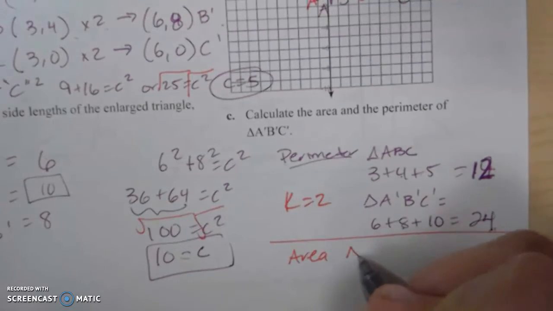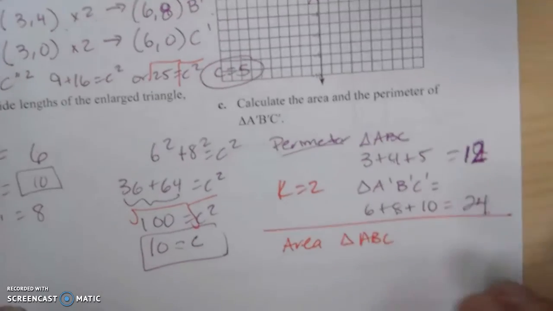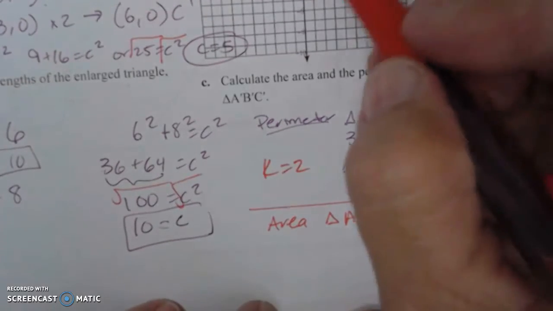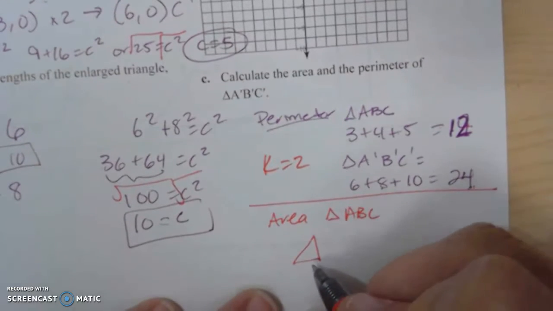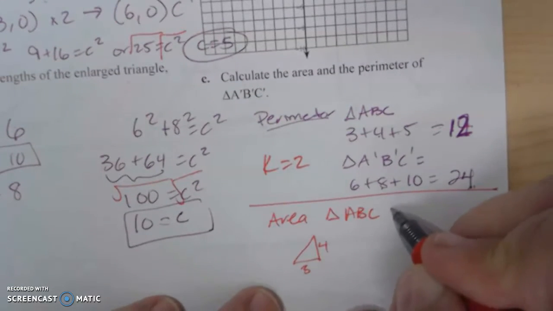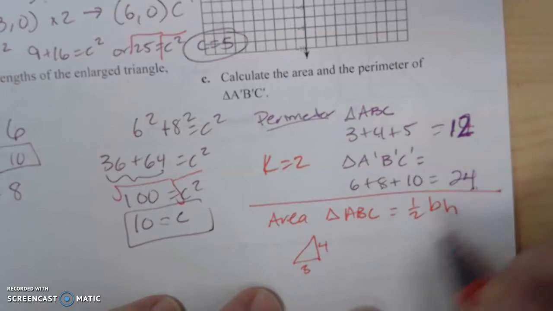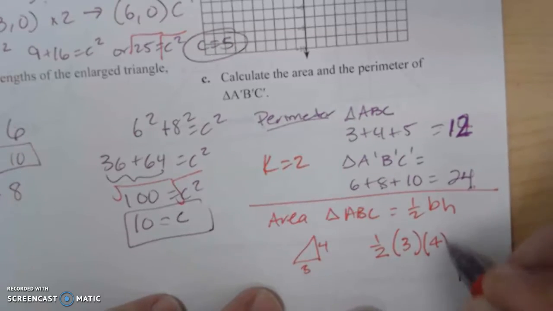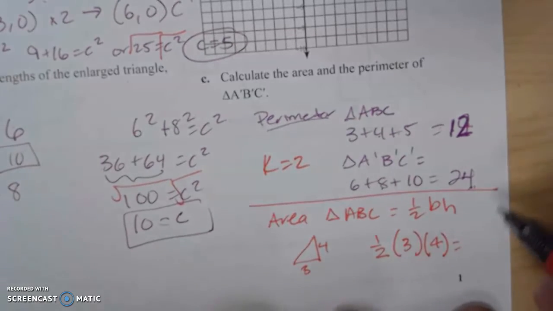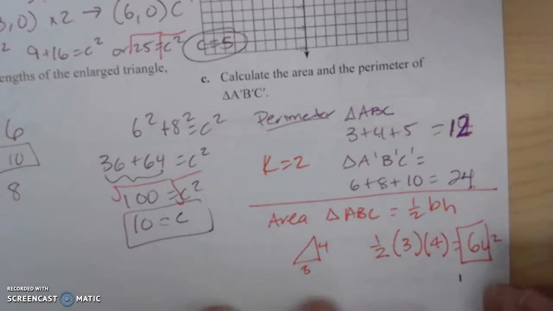Area of triangle ABC. Okay, that's this little small one right here. I'll just draw it here so we can see. This is 3 and 4. So area of a triangle, remember, is 1/2 base times height. So this is just 1/2 times 3 times 4. 3 times 4 is 12. Half of that is 6. So the area is 6 units squared.